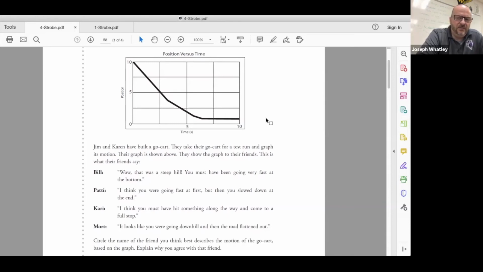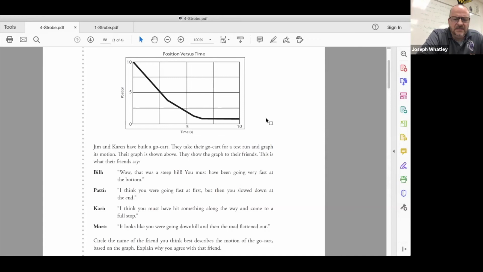So we've got 4 different friends that analyze this graph, and we've got to figure out which one is correct. So I'm going to read through them. Bill will be 1, Patty 2, Carrie 3, Mort 4. And then once I get this read through, I'll look for a quick finger survey of who's right. So Bill says, wow, that's a steep hill. You must have been going very fast at the bottom. Patty says, I think you were going fast at first, but then you slowed down at the end. So Bill and Patty are kind of opposites of each other. One says fast at the end, the other says slow at the end.